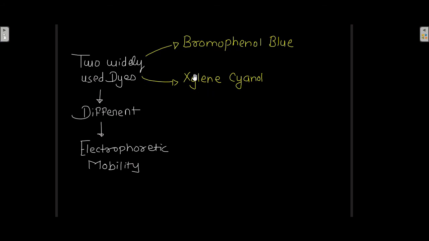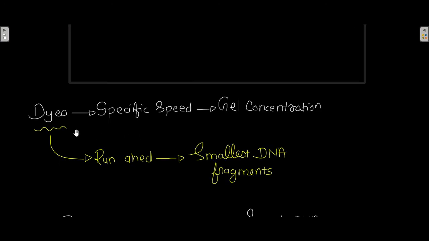The dyes migrate at a specific speed in a given gel concentration and usually run ahead of the smallest fragment of the DNA. So the tracking dye will be ahead of the smallest DNA fragment, and that is how it should be.